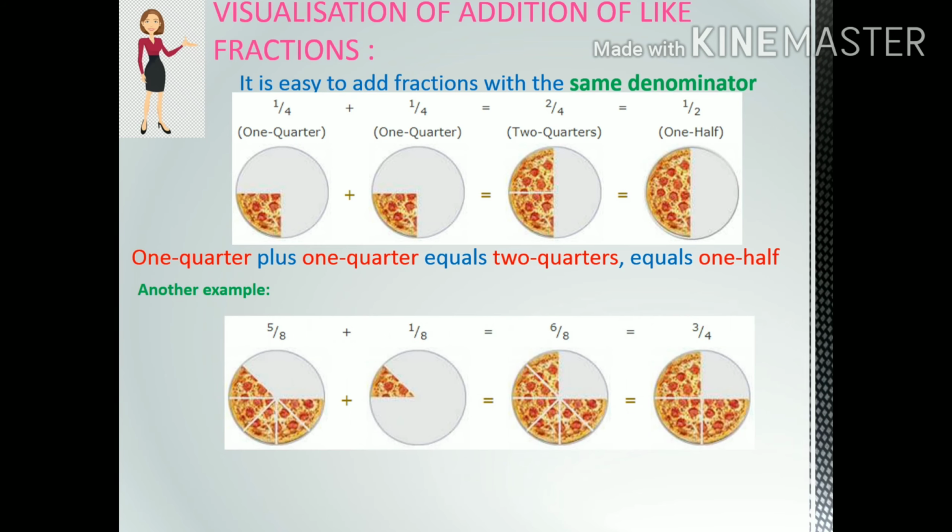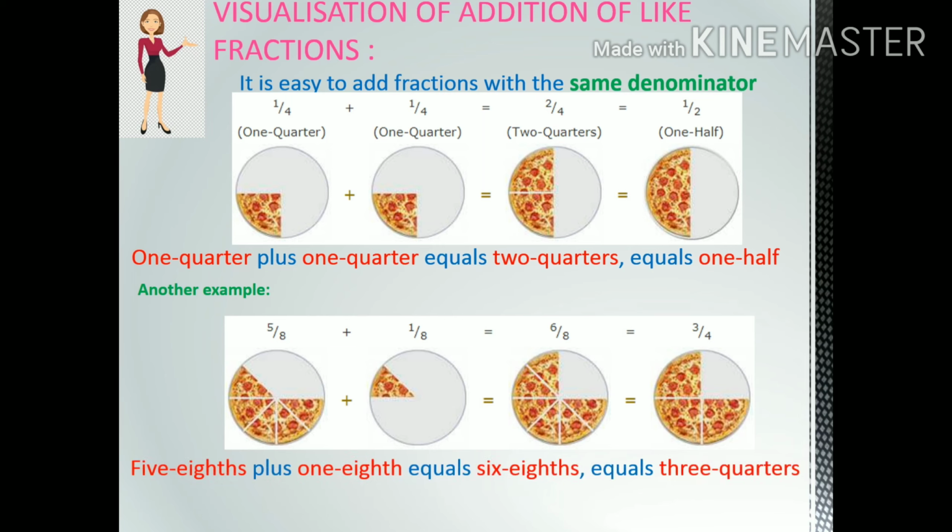Another example, we can see 5/8 part of a pizza and we add 1/8 part to it. We will get 6/8 of the total pizza, that is 3/4 of the whole. 5/8 plus 1/8 is equal to 6/8, or we can also call it 3/4.